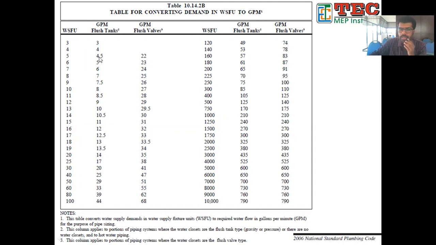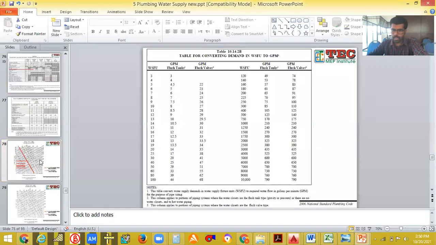Understood? If the WSFU was 4, you can take GPM 4. Now you got WSFU as 4.5, so you can take 5. So for 5, what will be the GPM? It is 4.5. Okay. So we got WSFU and we got GPM also. Now, if you get GPM, you will be able to know the pipe size. Okay. So the pipe size can be obtained from a graph. If you know GPM, you can find out the pipe size.